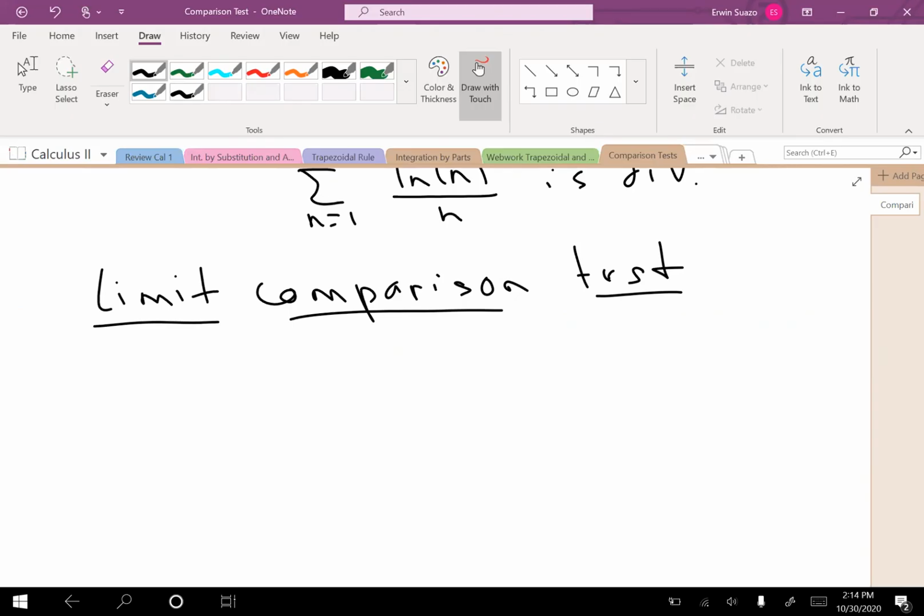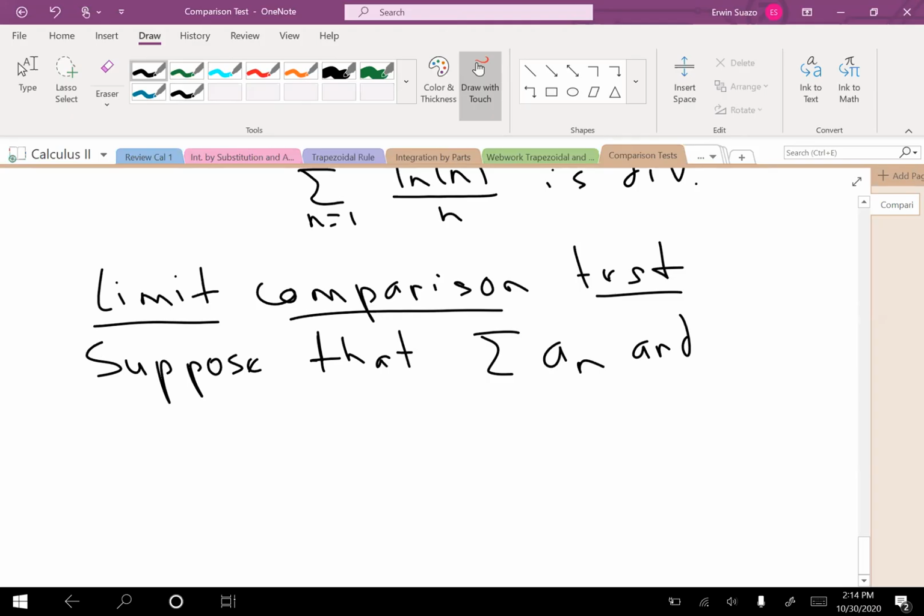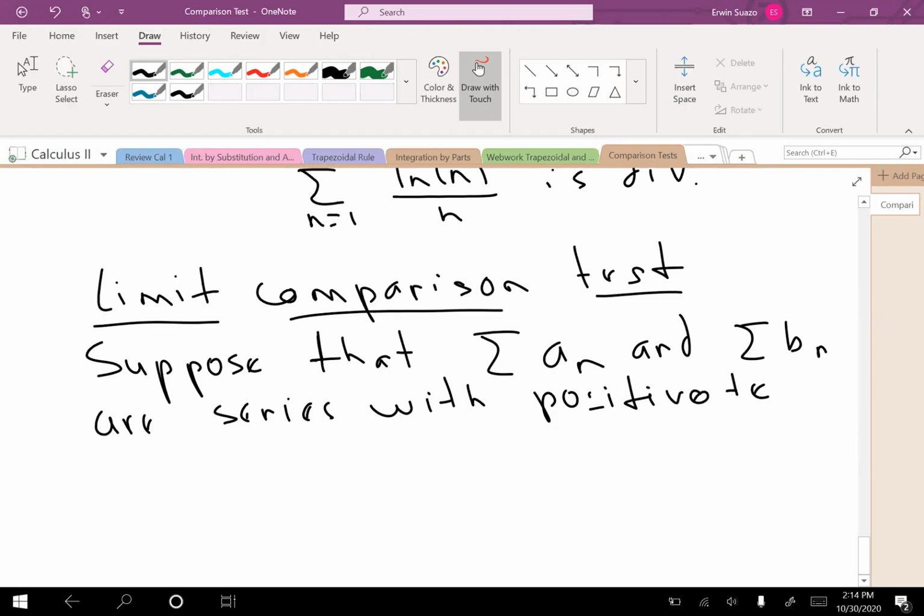So it says, suppose that the sum of a sub n and the sum of b sub n are series with positive terms. So I mean a sub n is bigger or equal than 0, b sub n is bigger or equal than 0.